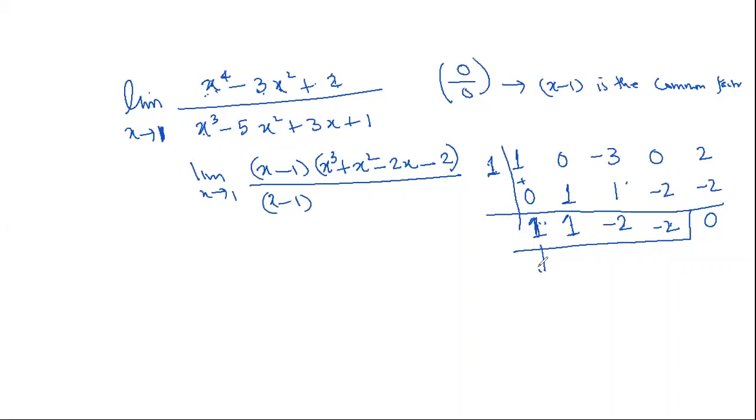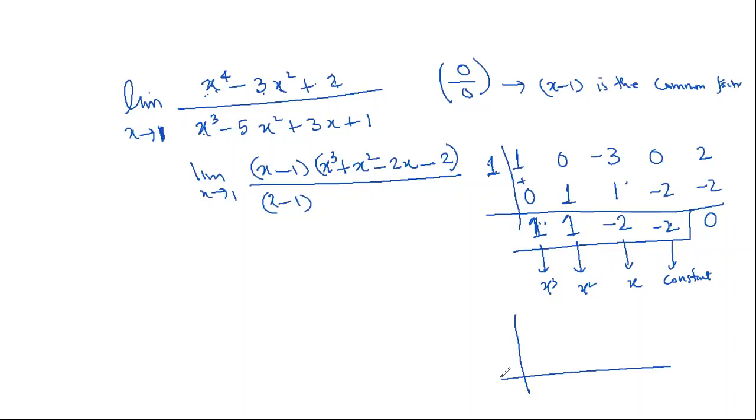Then this becomes a coefficient of x cube. This is x square, this is x, and this is a constant. Yes, sir. Right now, for such sums, remainder will come 0 only, no? Yeah, always. Otherwise, it is not a factor, no? Yes, sir. Otherwise, it will not be a factor.